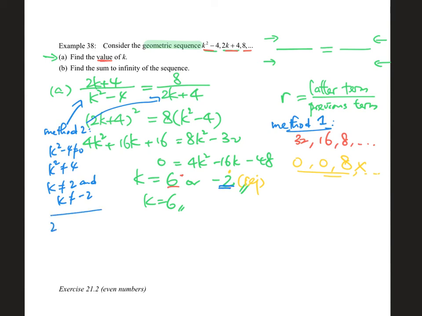Similarly, 2k plus 4 can't be 0. 2k can't be -4, or k can't be -2. So as a result, in the consideration of fractions, you will see that k can't be 2 and k can't be -2 altogether. And so this is another way you can examine or reject one of the unsuitable answers for the value of k.